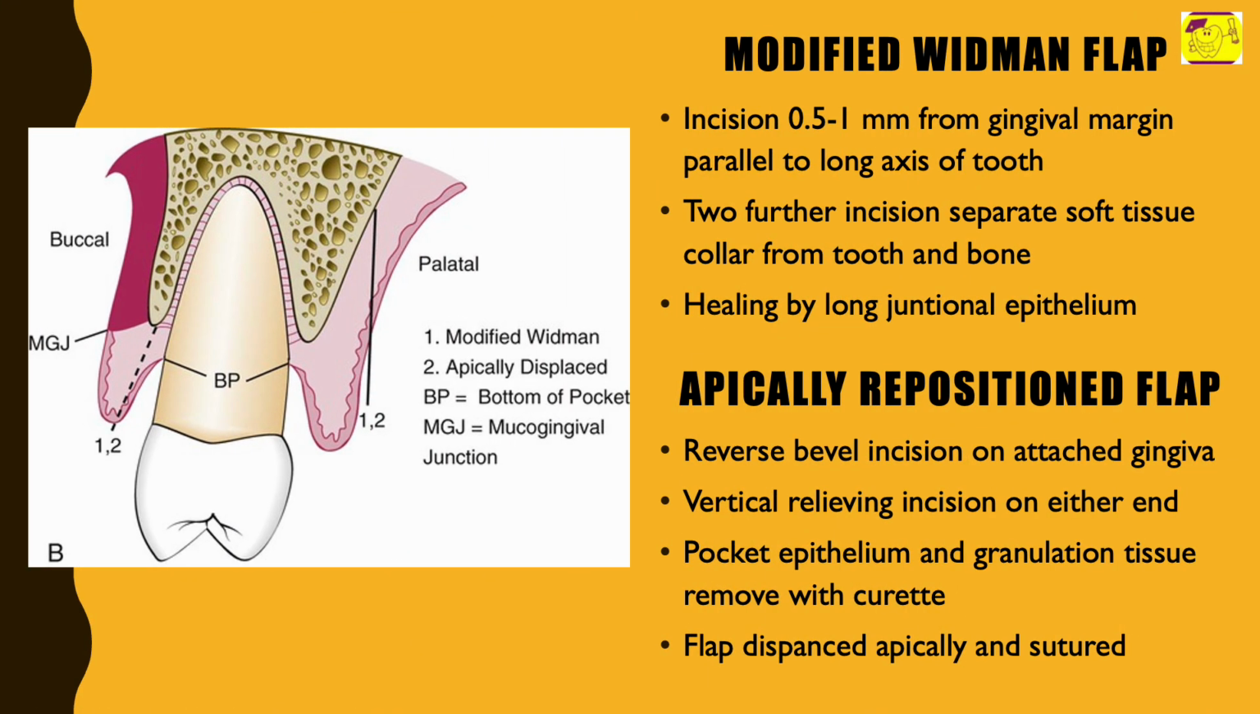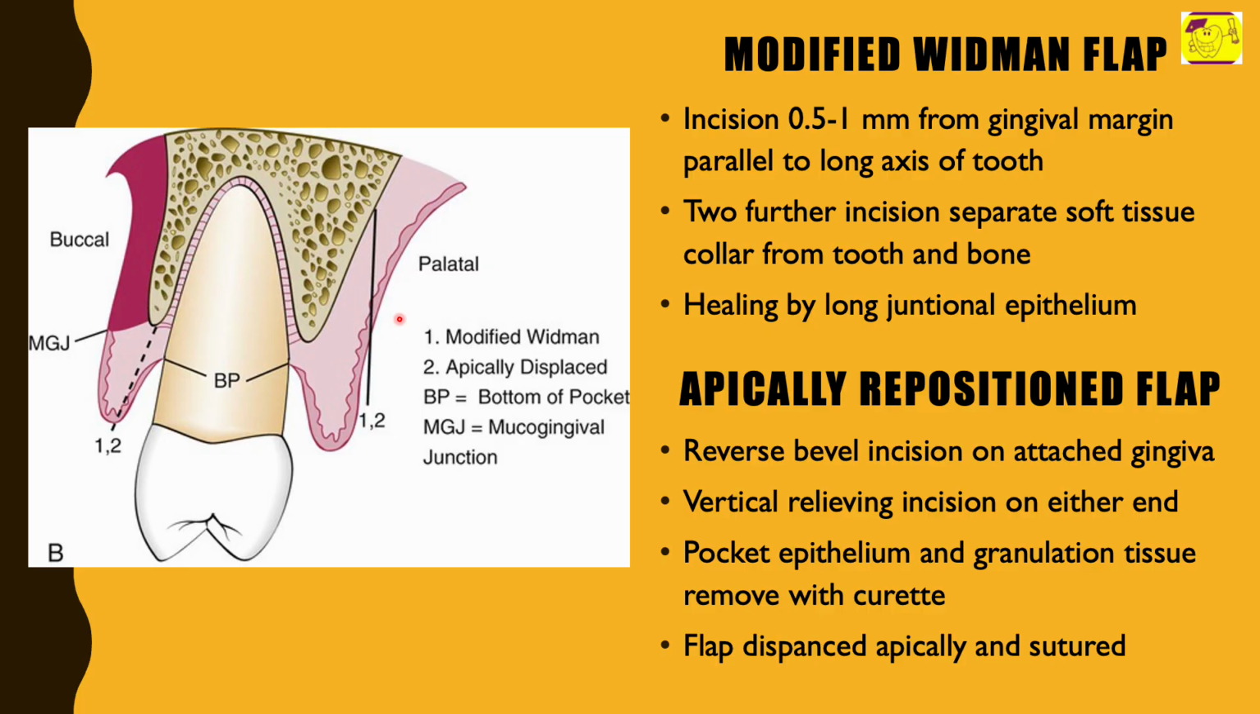flap procedures and several techniques, of which two are very significant in periodontology. The first one is the modified Widman flap, where the incision is made 0.5 to 1 mm from the gingival margin parallel to the long axis of the tooth, and two further incisions are made in order to separate the soft tissue collar from the tooth and the bone. And the healing occurs by long junctional epithelium, as you can see here in the first picture.